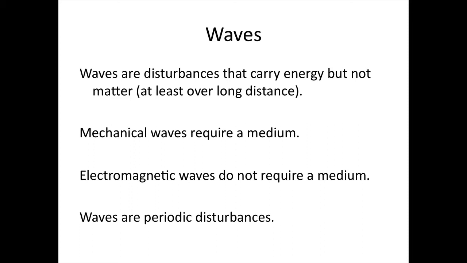There are two types of waves. We have mechanical waves that require a medium to travel through, and electromagnetic waves that do not require a medium. In this course, we're going to be looking at mechanical waves. In electromagnetic waves, we have oscillating electric and magnetic fields, and you're going to look at this in more detail if you go on and do Physics 1b. Okay, waves are periodic disturbances.